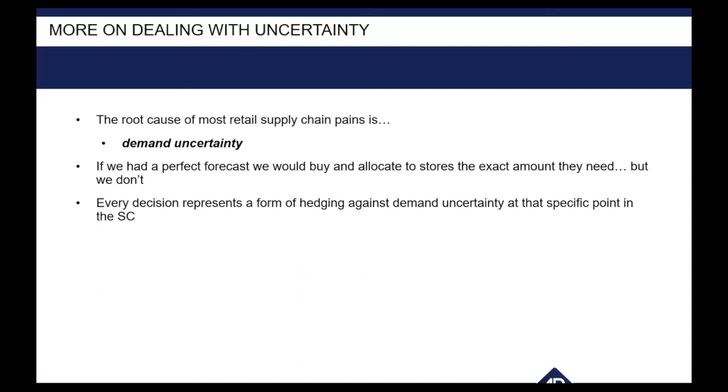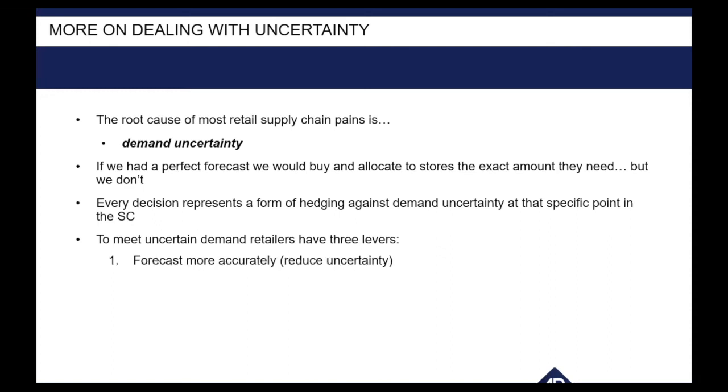However, that said, if we accept that there is some uncertainty to deal with, then every inventory decision really represents a form of hedging against the uncertainty at any specific point in the supply chain. Traditionally, retailers have always recognized this situation, and there are 3 standard levers that they've been using. The first one is to try to forecast more accurately, whether that means more science thrown at it, better algorithms, better processes for acquiring data, more recent data, more accurate data. But that's one lever.